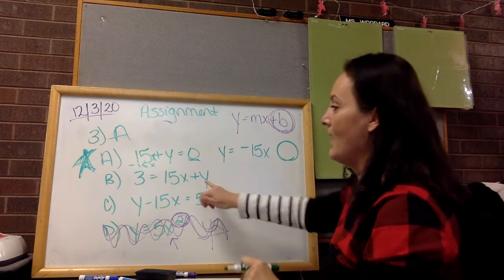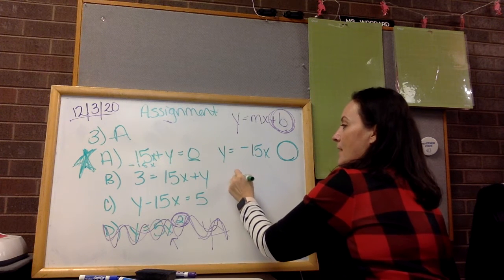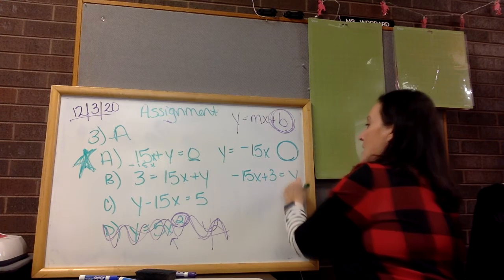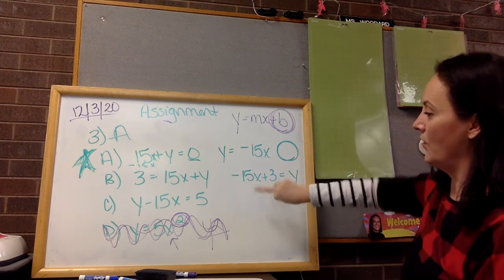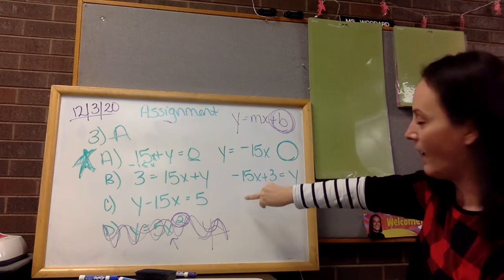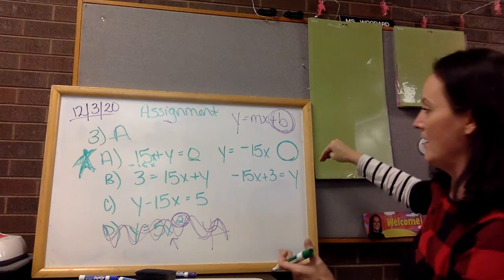Now, you're welcome, but I can look at these and I can move this 15x. I can go negative 15x plus 3 equals y. This still says y equals mx plus b. It's just inverted. I just flipped them. You can flip those equal signs. It can be on the left or on the right. These are still equal. This can come over here, or it can be written on the other side.